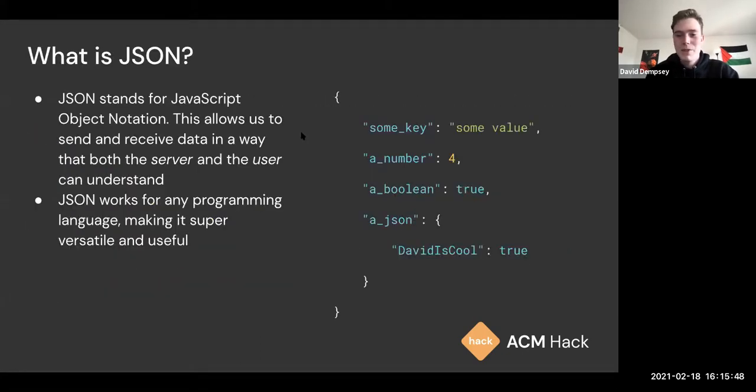You can also pass in Boolean values, so true, false values. You can also nest JSON inside of JSON. This is used very often, actually. In this case, this is a list, basically JSON inside of JSON, and then a key value pair. David is cool, true.